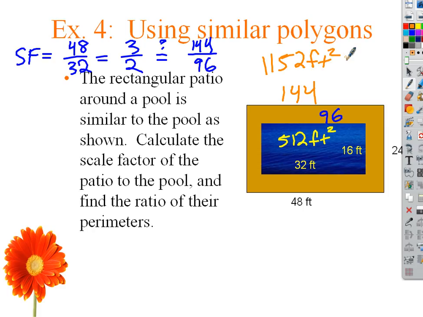Is that ratio also 3 to 2? 1,152 over 512? No, it's not, is it? Not even close. 3 over 2 is 1.5. 1,152 over 512 is going to be about, looks like that's about 2.2-ish. It's a lot bigger. It changed. It changed, didn't it? Did I just lie earlier again?